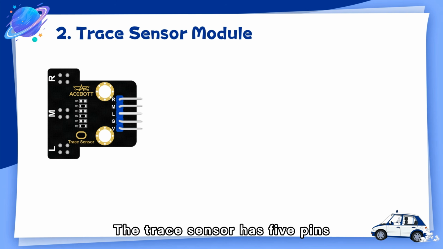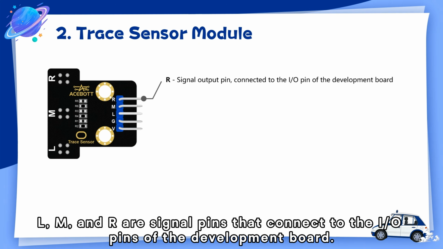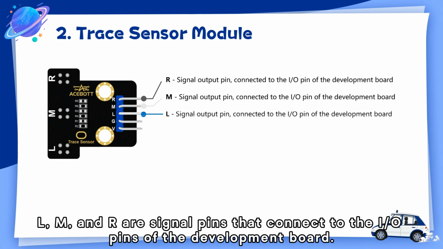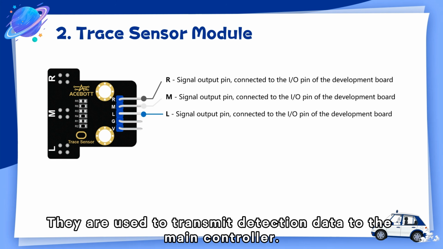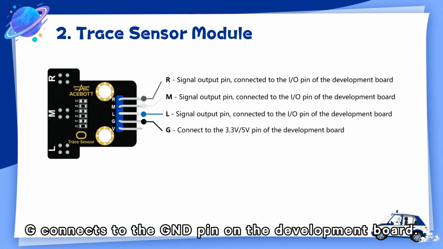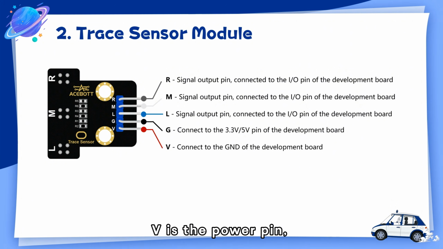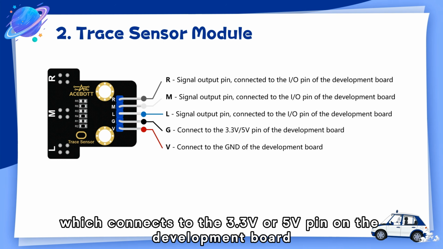The trace sensor has 5 pins. L, M, and R are signal pins that connect to the I/O pins of the development board. They are used to transmit detection data to the main controller. G connects to the GND pin on the development board. V is the power pin, which connects to the 3.3 volts or 5 volts pin on the development board.